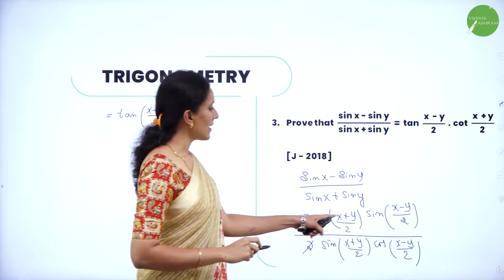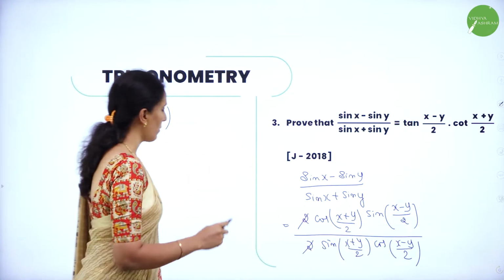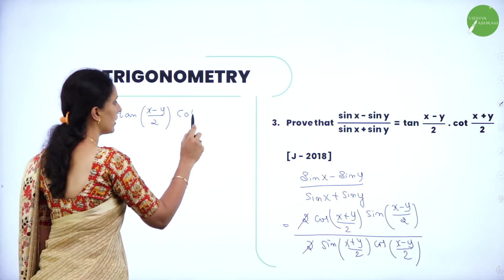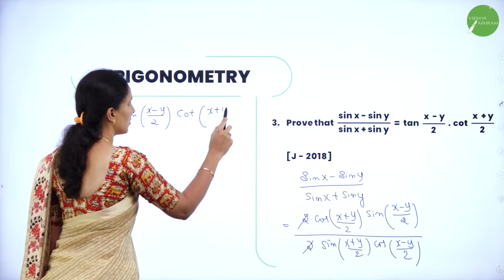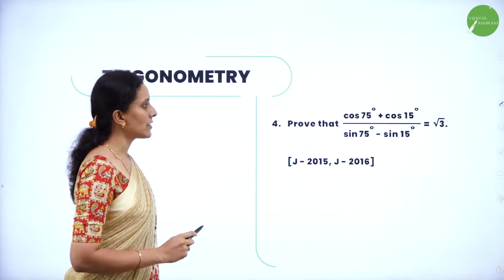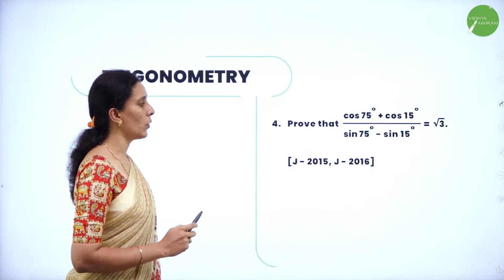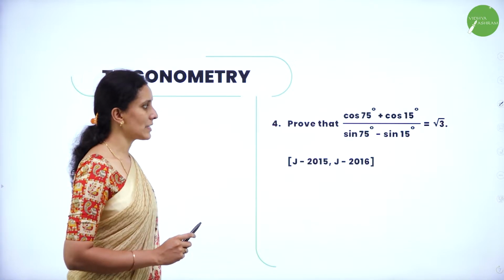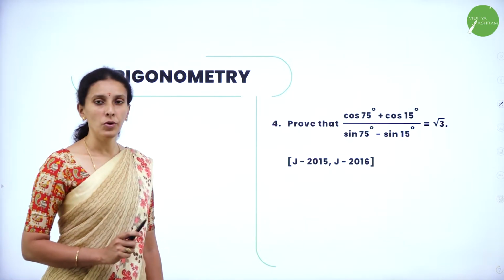And cos (x+y)/2 by sin (x+y)/2 can be written as cot (x+y)/2. So this is the required result. Prove that (cos 75 + cos 15) / (cos 75 - sin 15) is equal to root 3.